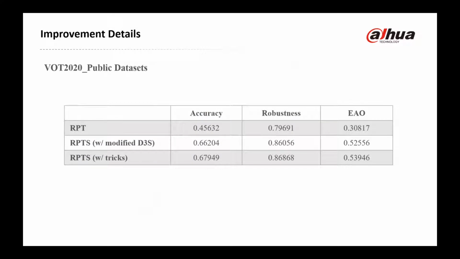On VOT 2020 public datasets, our tracker achieves an EAO score of 0.539, in which the detailed segmentation map leads to a performance gain of 0.217, while tricks including the distractor-aware strategy lead to a performance gain of 0.014. It demonstrates that a segmentation mask has an obvious advantage over the bounding box in the evaluation of VOT 2020.